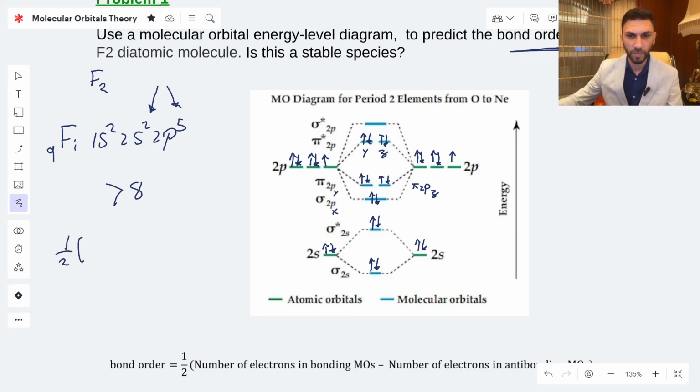Let's check the bond order. It's going to be half multiplied by, in the bonding orbitals, 1, 2, 3, 4, 5, 6, minus the antibonding 1, 2, 3, 4, which equals half multiplied by 2, equals 1. And of course, we know that fluorine has 7 valence electrons, 1, 2, 3, 4, 5, 6, and 7. The second fluorine also has 7 valence electrons. They are bonding together by a single bond. That's why the bond order is 1, because it's a single bond.